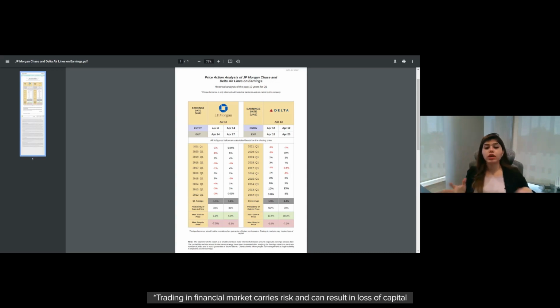So this is merely a historical analysis of how the stock performed. When we are looking at this, we are not looking at how the company reported, or whether it beat the earnings forecast.